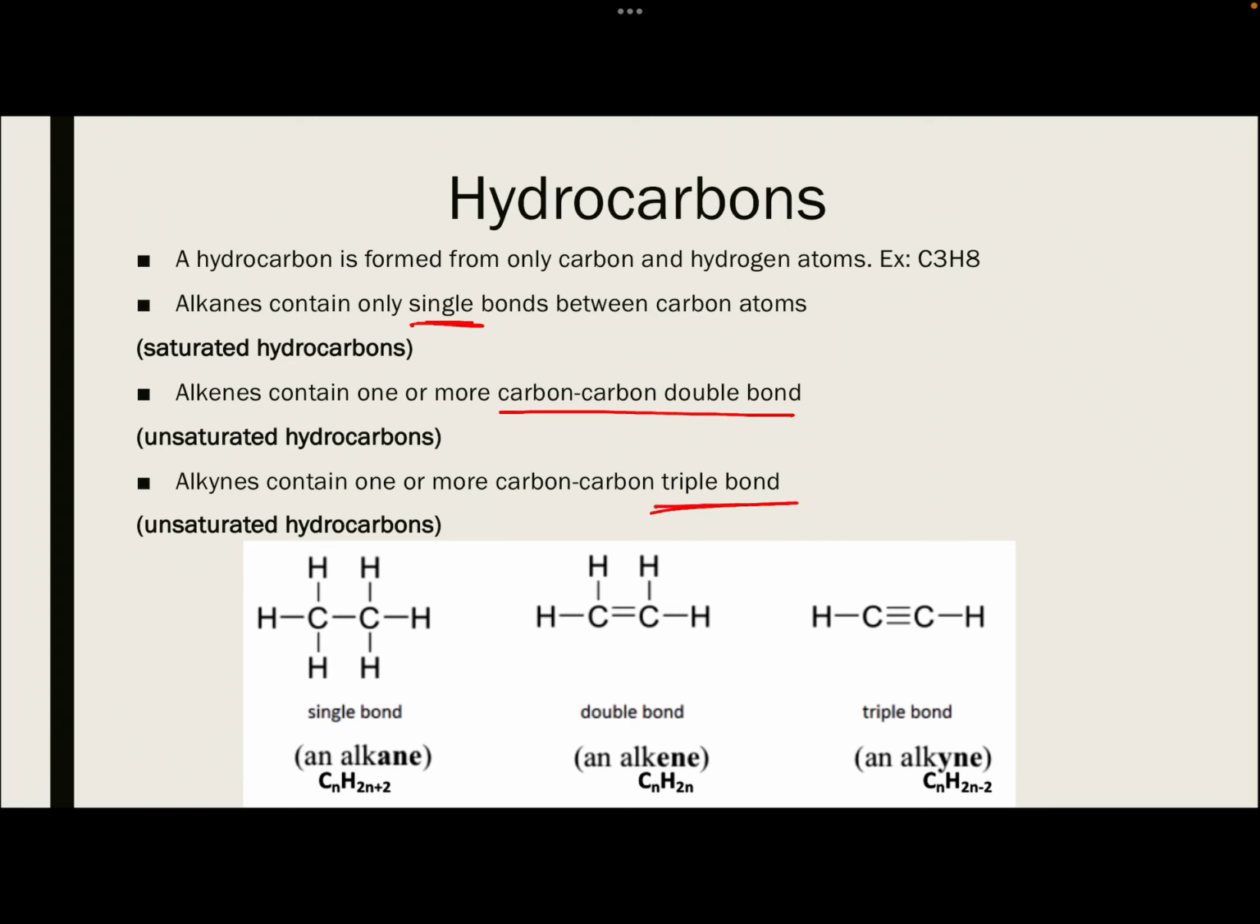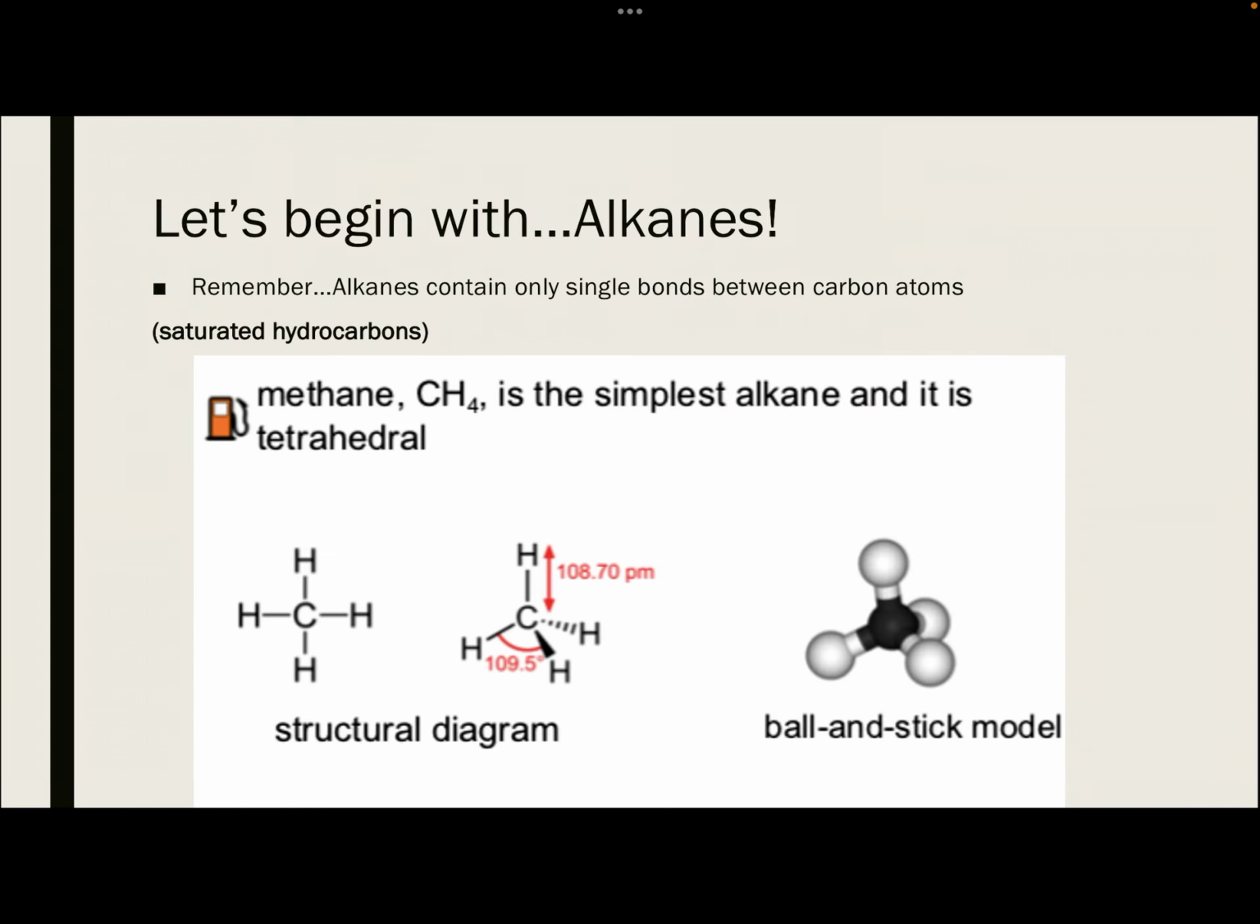So we have so many different types of hydrocarbons. We're going to take a look at all three of these types throughout this unit. You can see all the different examples here. We have a single bond, a double bond, and then a triple bond, and that's what makes the difference. Alkane is 1, alkenes is 2, and alkynes is 3. So let's begin. We're going to start off with alkanes.